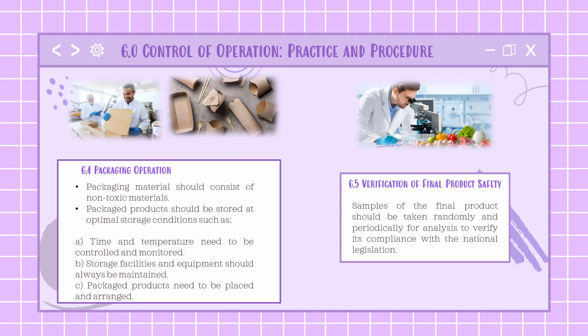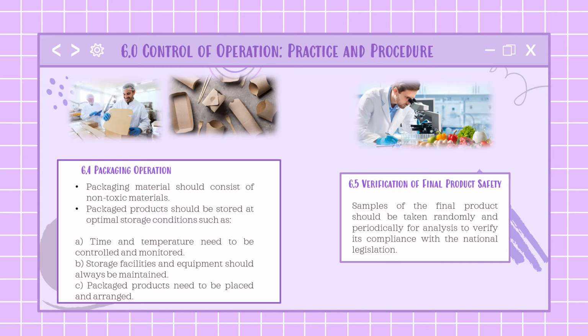Packaging operation. Packaging material should consist of non-toxic materials. Such materials should be checked before use to detect any damage to avoid potential food contamination incidents. Repackaged products should be stored at optimal storage conditions, such as A. Time and temperature need to be controlled or monitored to minimize the damage of the product. B. Storage facilities and equipment should always be maintained to ensure optimal operation. C.